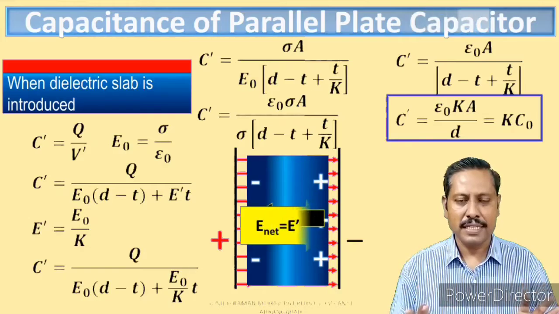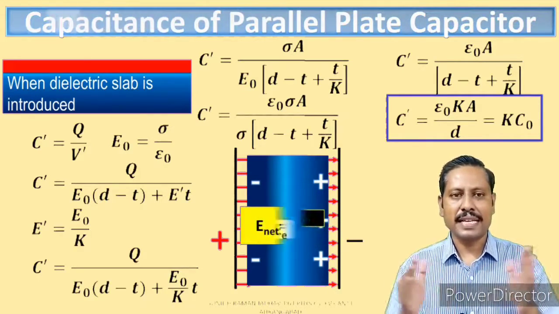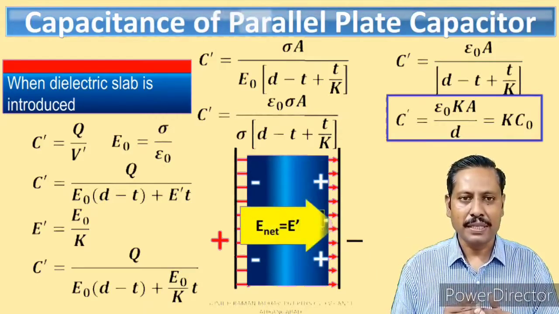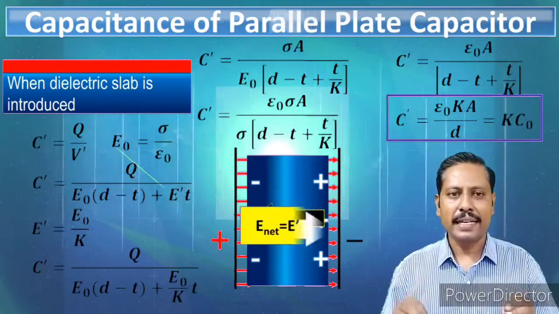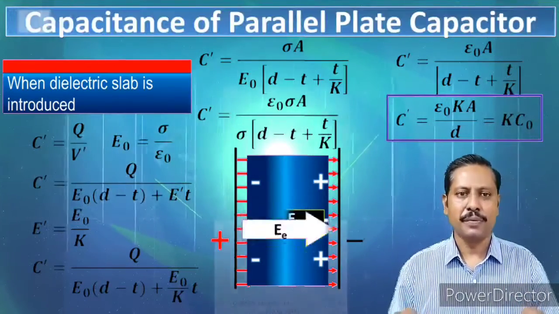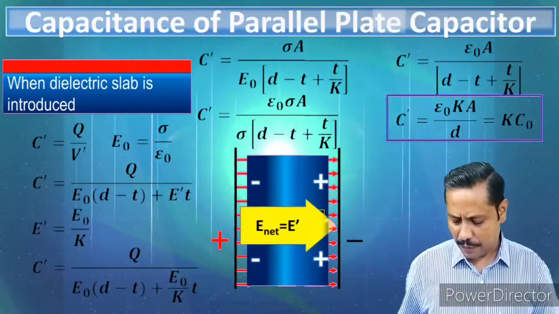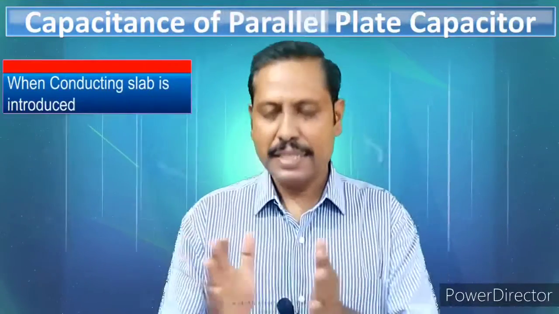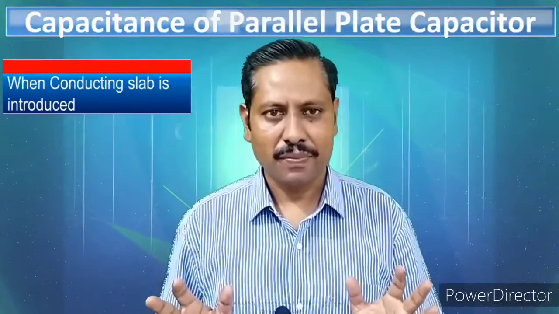But remember, this is the case only when the dielectric slab has a thickness exactly equal to the separation between the two plates. So this is about the capacity when a dielectric slab is introduced between two plates. Now let's go ahead and try to introduce the third case, that is when a conducting slab is introduced between the two plates.